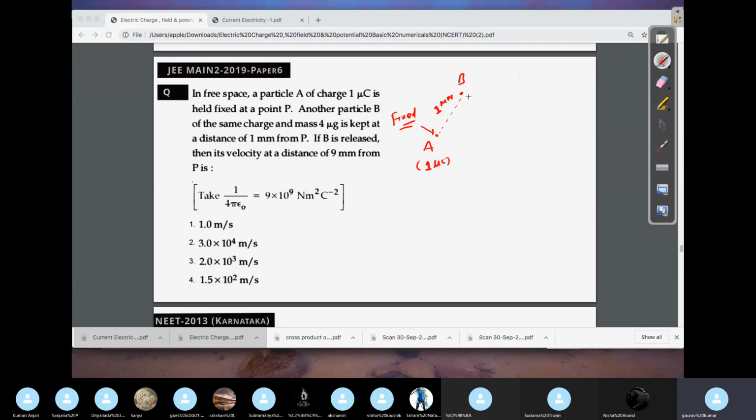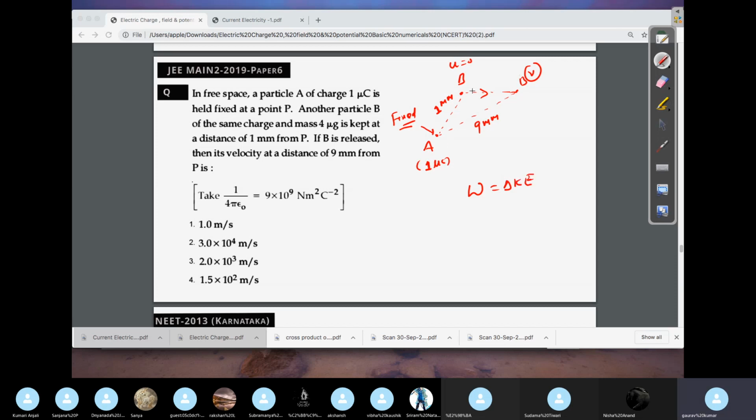This is your B, and it moves from here to another location, let's say 9 mm. B here, u was 0, and here it's acquired some velocity v. They're asking you what is the value of v. See, we can calculate the work done now by the electric field. Work done equals change in kinetic energy.